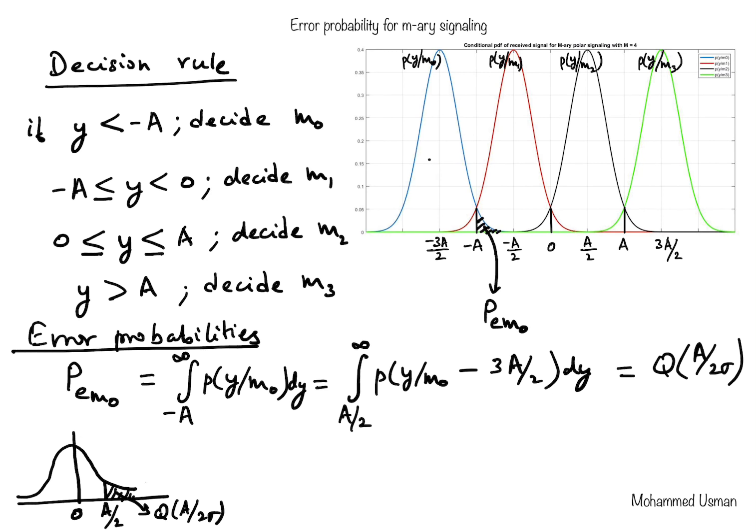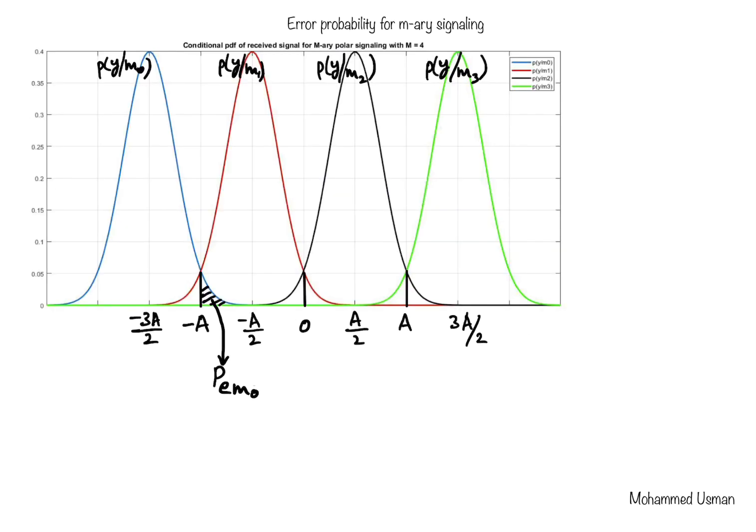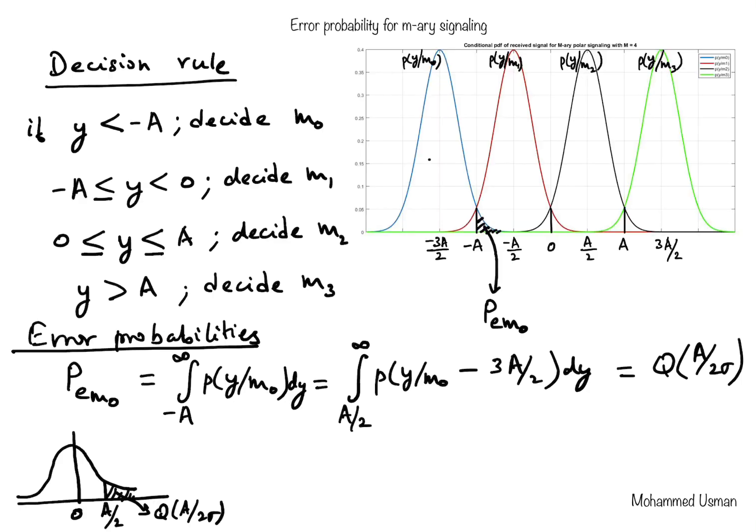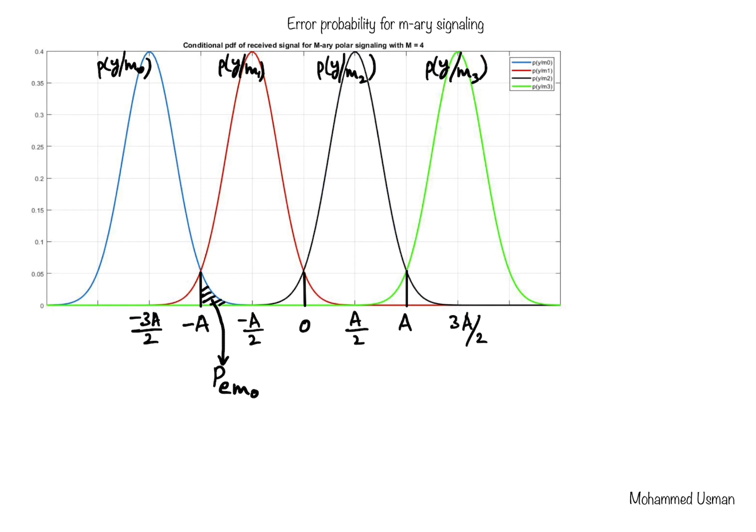The next error probability that we are going to compute is the error probability when M3 is transmitted, which is the area under the PDF for M3 to the left of the threshold. So the decision rule for M3 is, if the received signal Y is greater than A, then we decide M3. Now, suppose we transmitted M3 and the received signal is greater than A, the receiver will decide M3, no error.